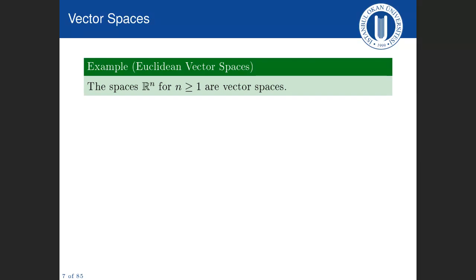So first example, the vector space R to the power n for any n greater than or equal to 1 is a vector space. These are called Euclidean vector spaces. In Mathematics 2, we looked at R2 and we looked at R3.